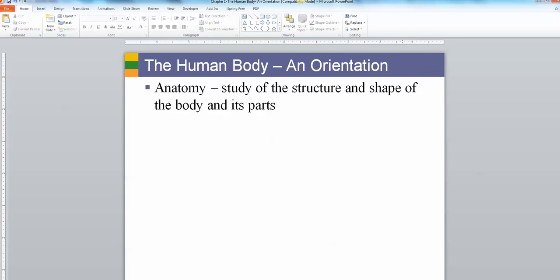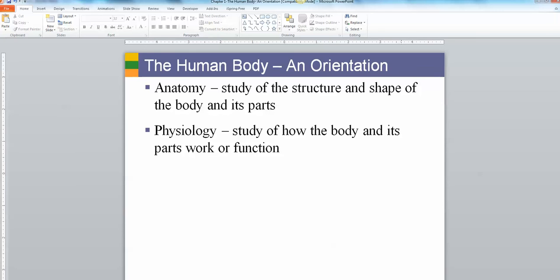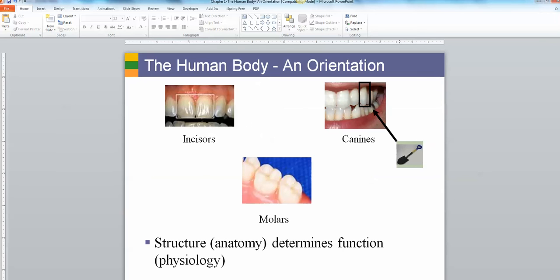So what is physiology? Well, physiology is the study of how the body and its parts work and function. So anatomy is the study of structure. Physiology is the study of function. So why do we study them together? That is, how is anatomy related to physiology? Well, it's fairly easy to answer that question by looking at some organs that you are very familiar with, such as the teeth. So here we have three types of teeth: incisors, canines, and molars.